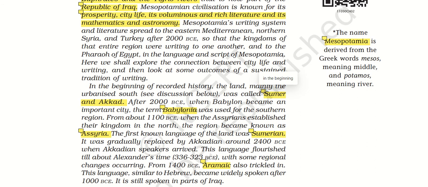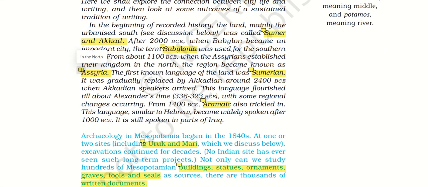In the beginning, which place was urbanized? Sumer and Akkad. Which place was urbanized next after 2000 BCE? It was Babylonia. Which place was urbanized in the north? It was Assyria.